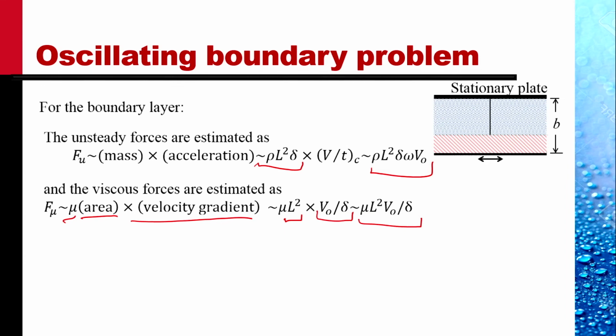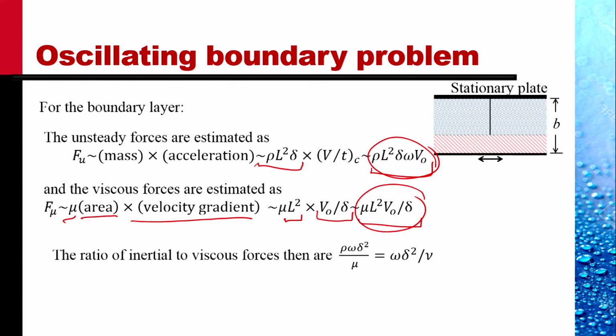Now we assert that within this boundary layer, both the unsteady forces and viscous forces should be of the same magnitude. So this force should be about the same order as this. So we can set rho omega delta square by mu is equal to omega del square.